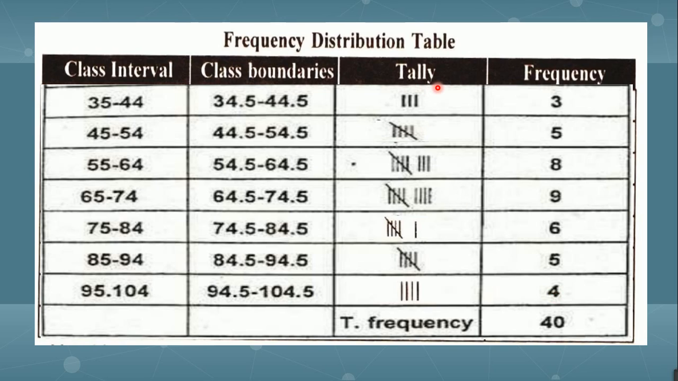Now tally marks. Frequency is 3, so draw 3 vertical lines like this. The next class has frequency 5, so you will draw 4 vertical lines and cut with a 5th line in this way, left to right. The next class frequency is 8, draw 4 vertical lines and cut with a 5th line. So there are 5 lines but frequency is 8, so separately draw 3 vertical lines.